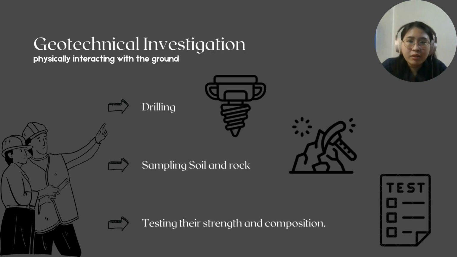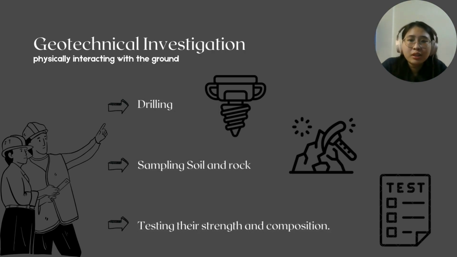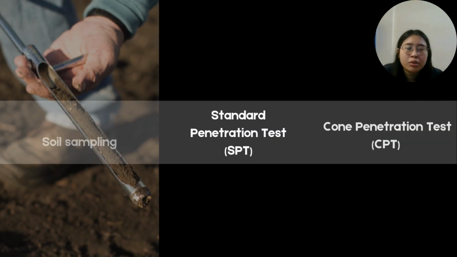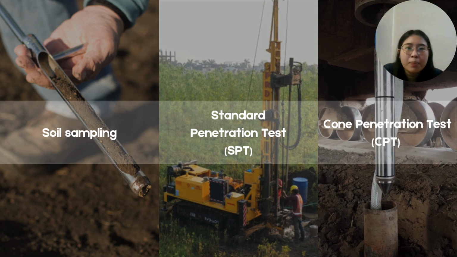Let's look at the first technique, which is geotechnical investigations. This technique actually involves physically interacting with the ground. It includes drilling and collecting samples of the soil and rock, and also testing the strength and composition of the soil. Normally engineers will use this method to determine how much load the soil can withstand. Here are three examples of geotechnical investigation: soil sampling, the Standard Penetration Test, or SPT, and the Cone Penetration Test, or CPT.